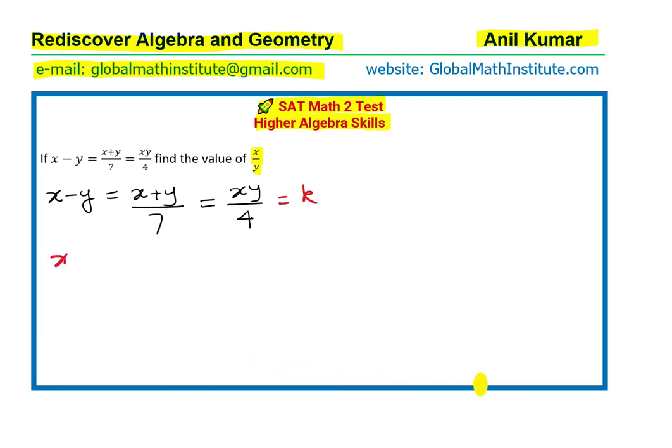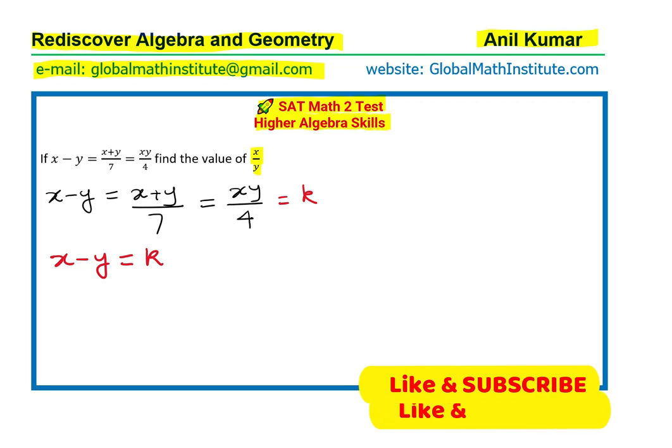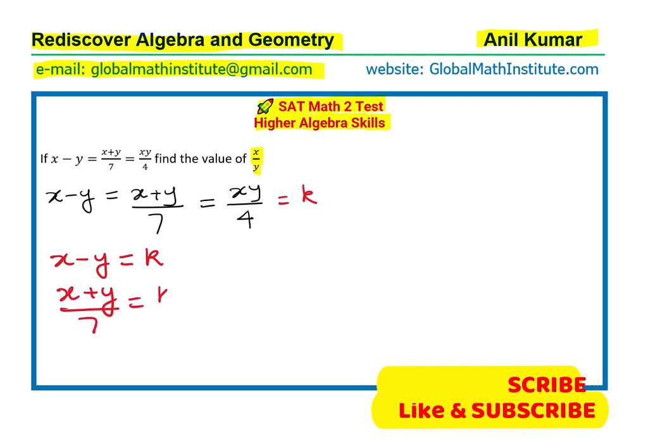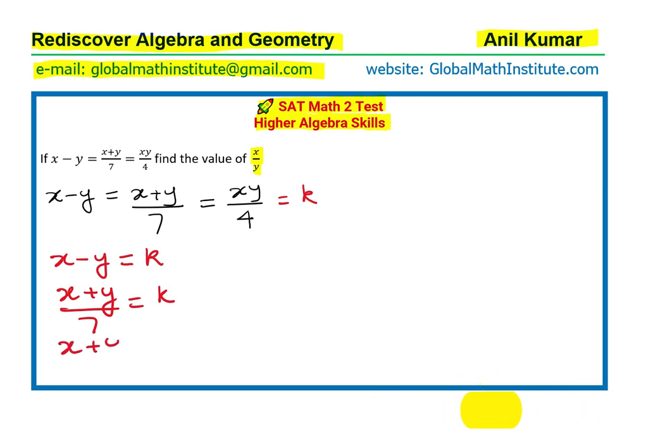So we get one equation which says x minus y equals k, right? And the other equation which you get is (x plus y) over 7, let me rewrite as k, which means x plus y equals 7k, right? So we have two equations here, 1 and 2. Using these two equations, we can find the value of x and y. So if I add equation 1 and equation 2, what do I get?